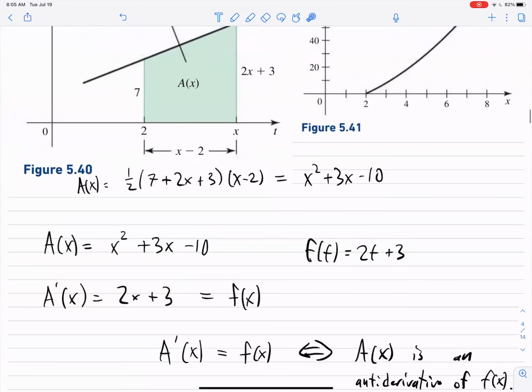So what is this saying? This is saying that integration and derivatives undo each other. If you take an integral and then take the derivative, you get the original function back, which is kind of crazy.